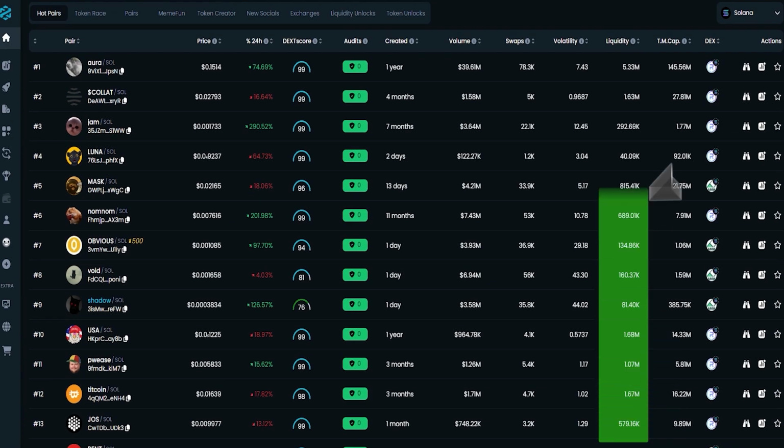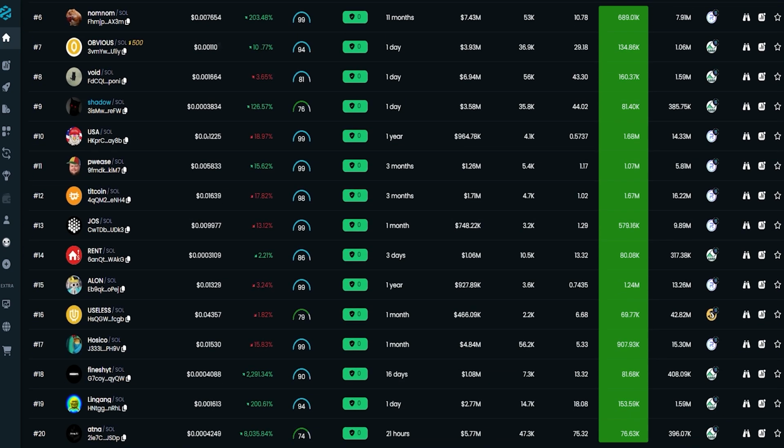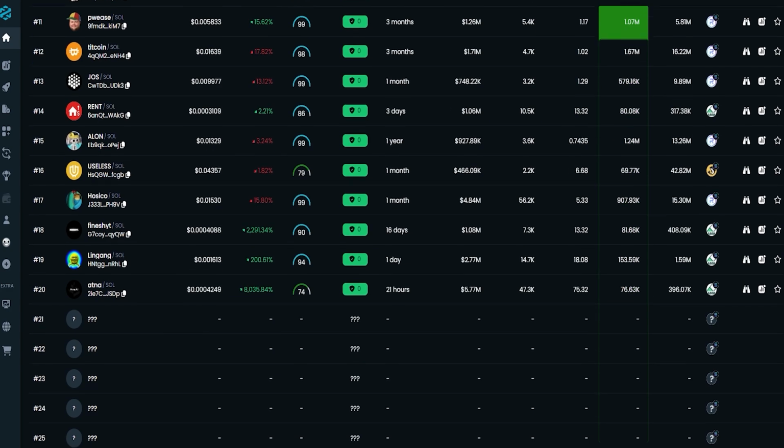Liquidity is not a formality, it is protection. Without it, you won't even know how much your coin is actually worth. And most importantly, you won't be able to exit when you need to.